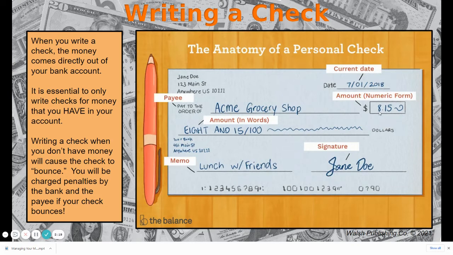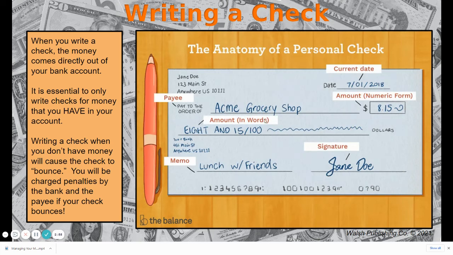The reason that I do that is it would be really easy for me or the person I pay to change this to $58.15 by adding a 5 here. But I don't want this check to be for $58.15. I want it to be for $8.15. So I'm going to write out the amount. It's much harder to change that. So, $8.15 over $1. And then usually you put a squiggle so that no one else can write anything in there once they have your check.